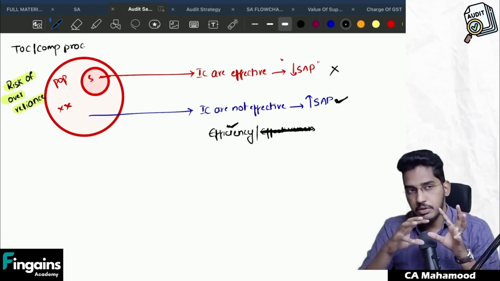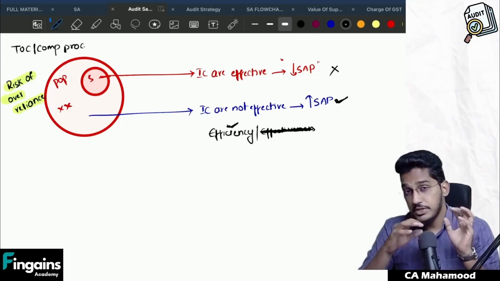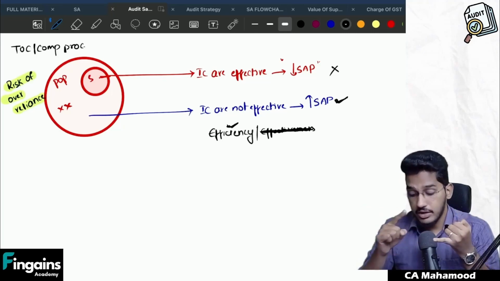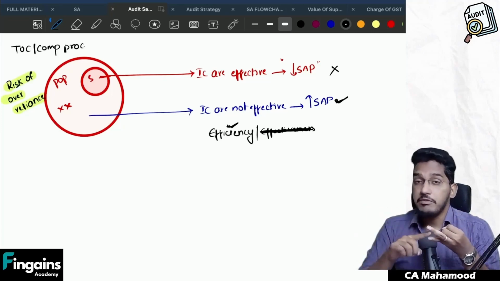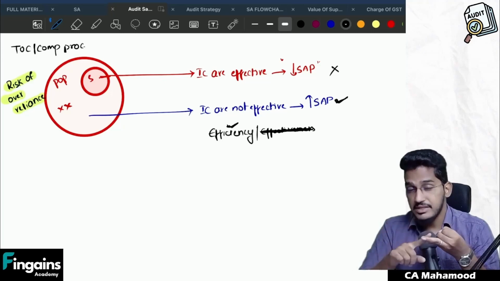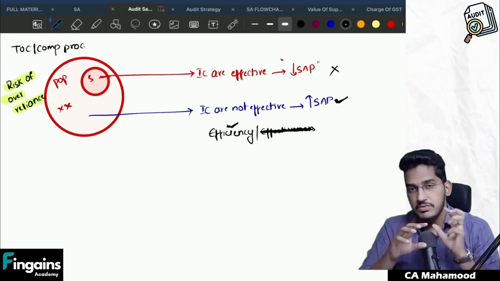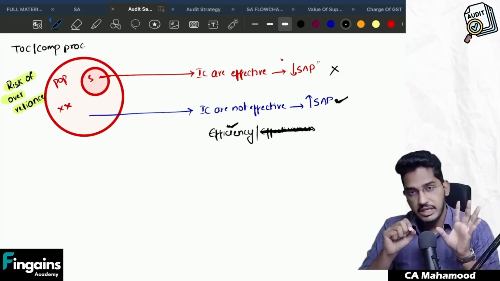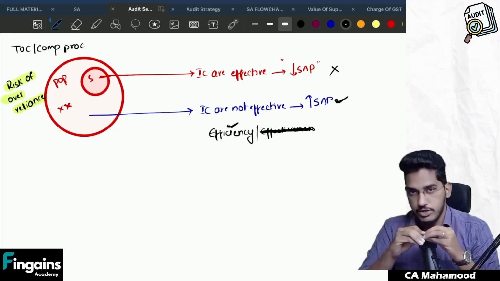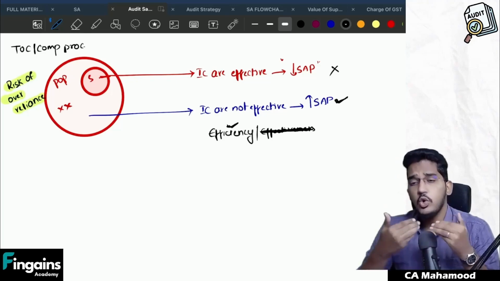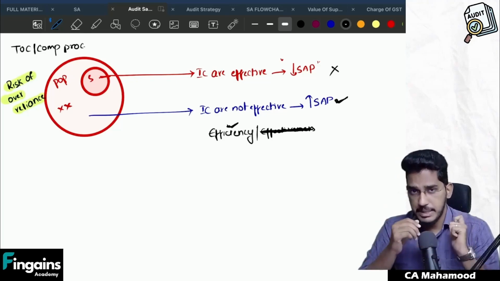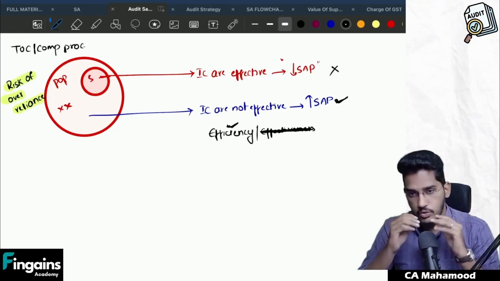If you would have performed audit procedures on the entire population, you should have concluded that internal controls are not effective. You should have performed more substantive audit procedures. That is the correct decision. But on the basis of the sample, you are concluding that internal controls are effective and you are performing less substantive audit procedures. That means you are overly relying on internal controls because of the sample. This risk we call the risk of over reliance.